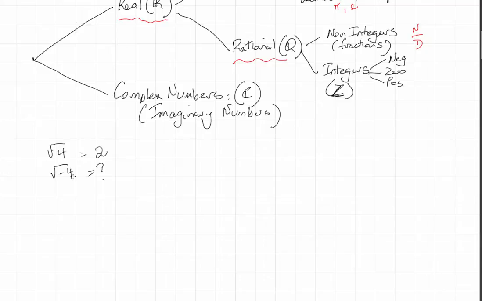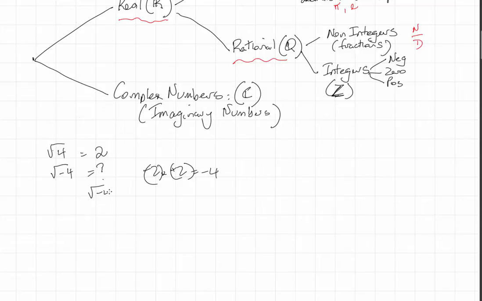Well, 2 times 2, we've already said, is 4. Negative 2 times negative 2 is also equal to 4. Negative 2 times positive 2 is equal to negative 4, but we're not multiplying the same thing by itself. So that's not going to work. So we have to come up with another way of coping with the square root of negative numbers.